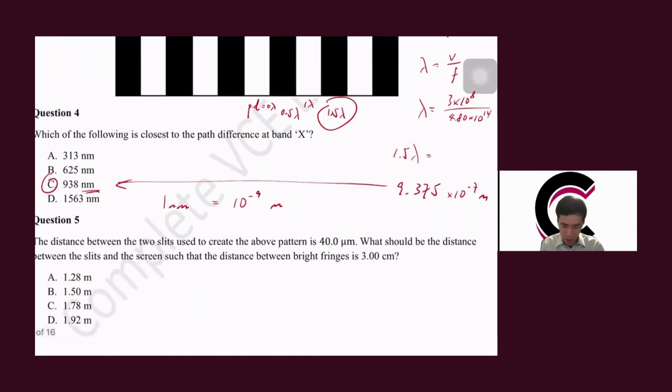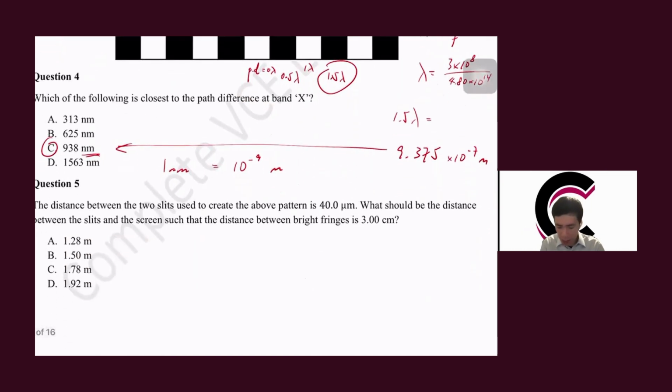All right, question 5. Distance between two slits creating the pattern would be... So this one you can see the different units. Straight away, you should have an alarm set up in your system that you're going to convert the units straight away, right? Distance between the slits is basically d, right? Because the formula we're using is delta x equals lambda L over D. D stands for the distance between the slits.